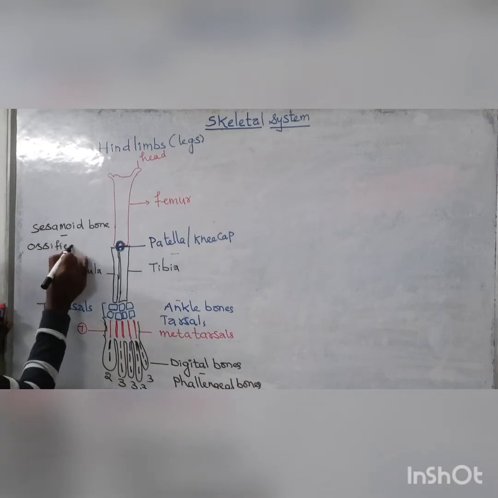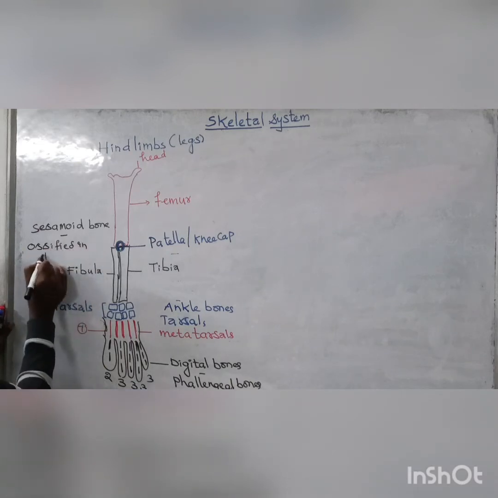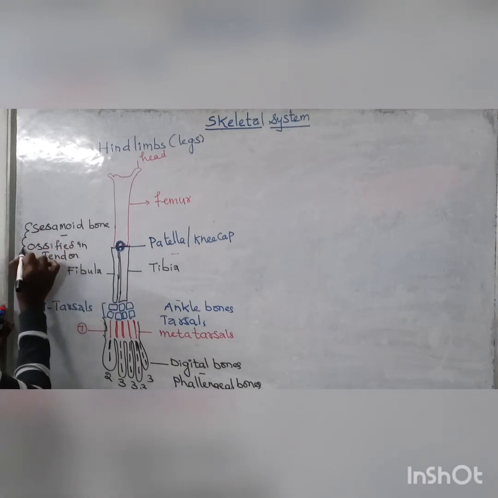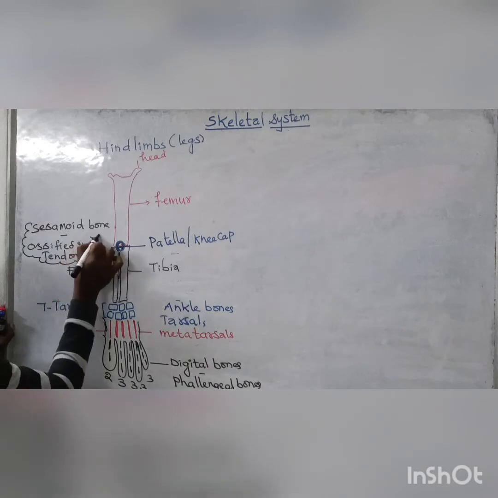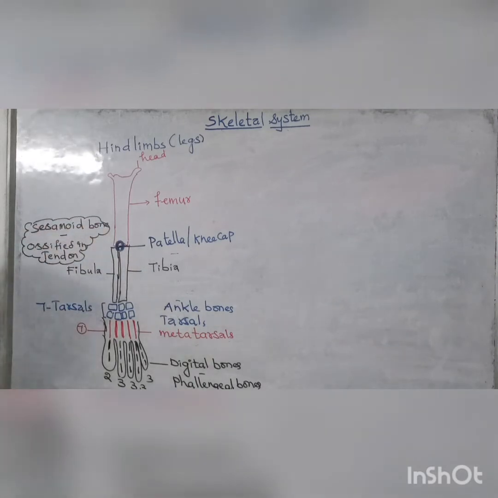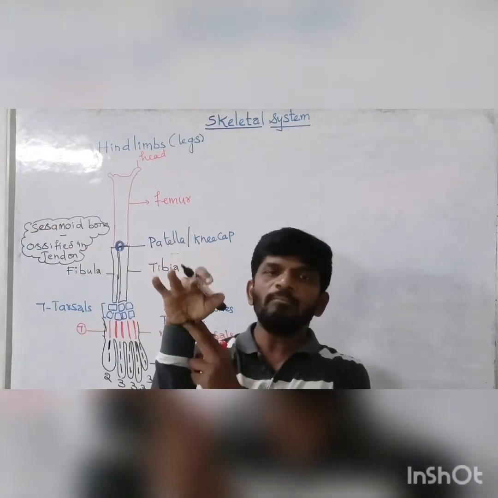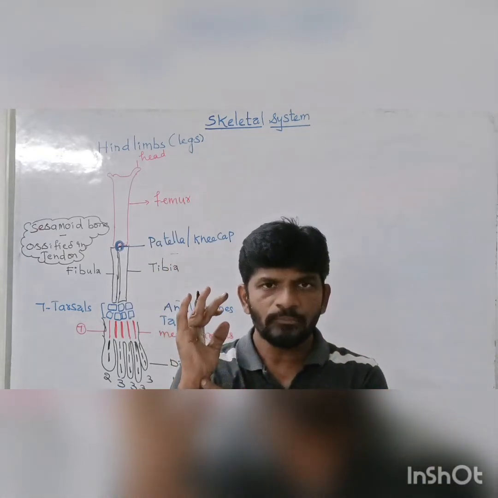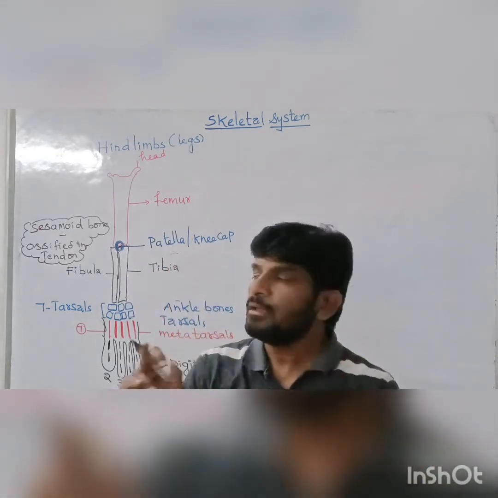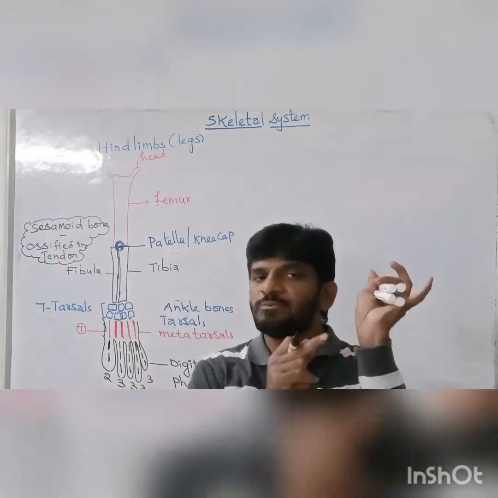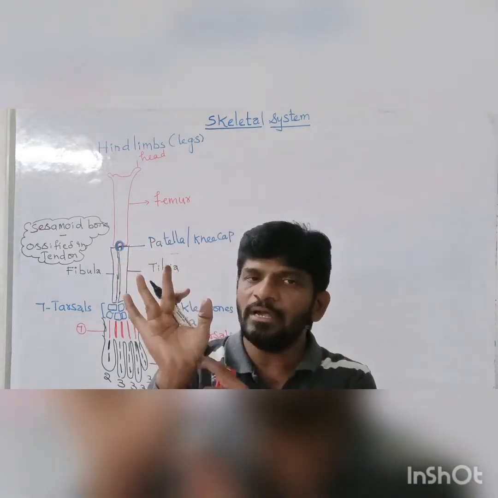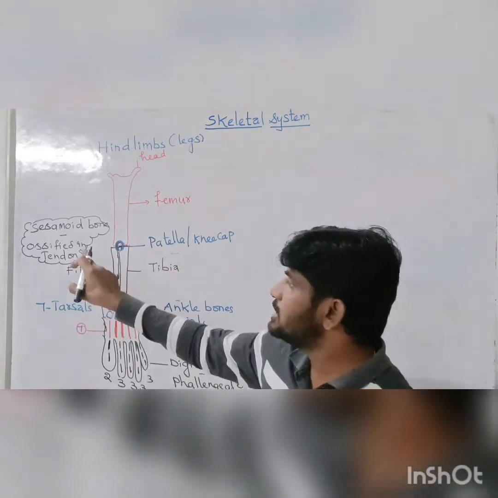Ossified in tendon. When bones are ossified in the tendon, such bones are called sesamoid bones. Example: one patella in the leg. There are 8 carpals in the hand. One of the carpals is the pisiform bone. The pisiform bone is also a sesamoid bone. There is one pisiform bone in one hand and one in the other hand. These are two sesamoid bones.